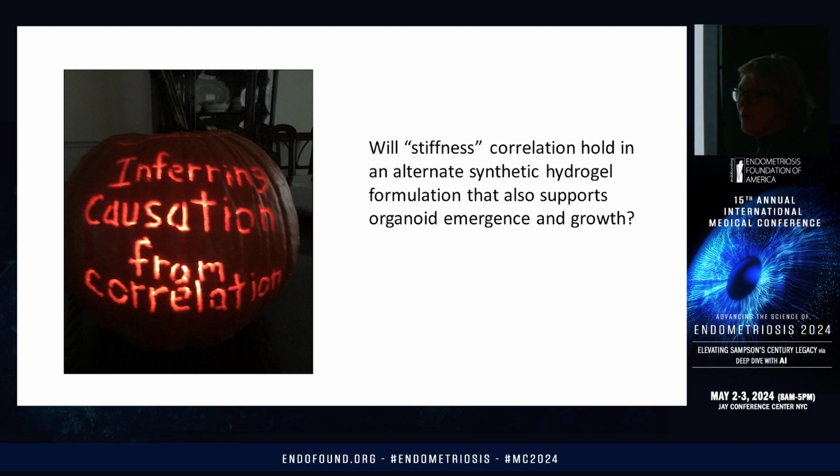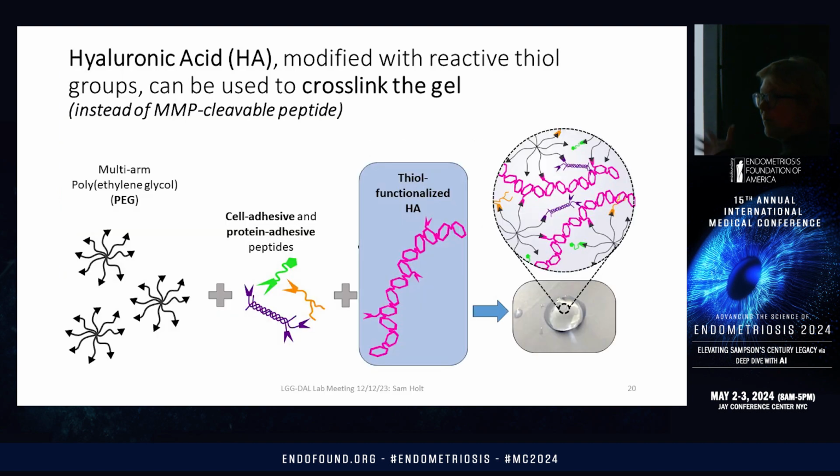I really worry that in everything, we're inferring causation from correlation. So stiffness is one feature. What we've done recently is make a completely orthogonal way to create gels that can support organoids and stroma, but are also cross-linked with hyaluronic acid instead of a peptide. Hyaluronic acid is a charged polysaccharide that's present in the endometrium naturally and engages a receptor called CD44.